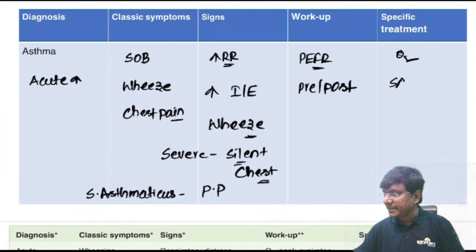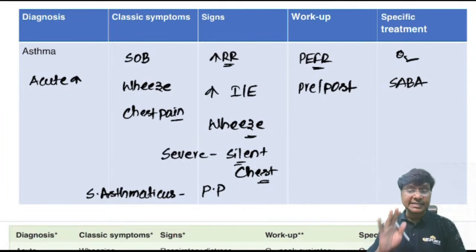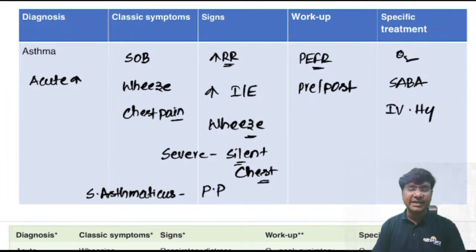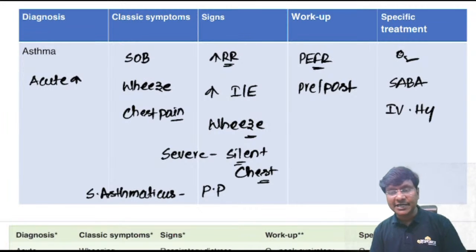The drug of choice will be a short acting beta agonist, that is salbutamol should be given. Then intravenous hydrocortisone should be given. What is the use of these corticosteroids? They will improve the efficacy of your beta 2 agonist.